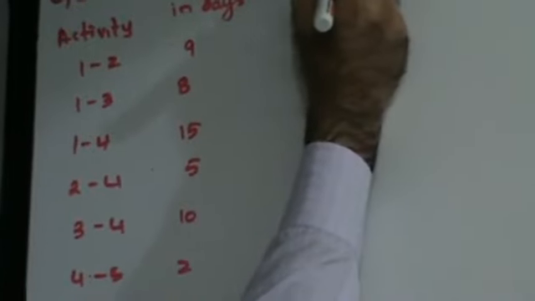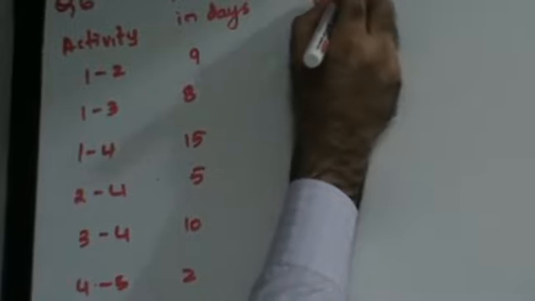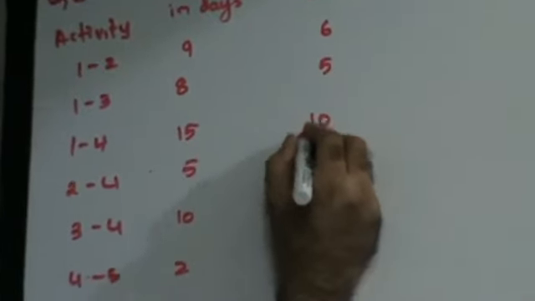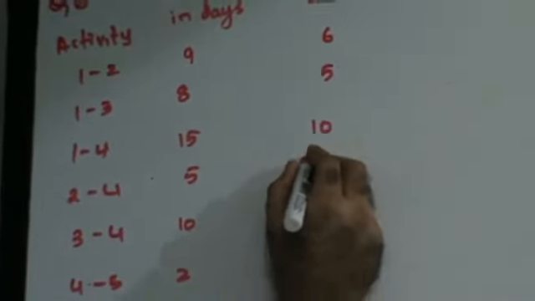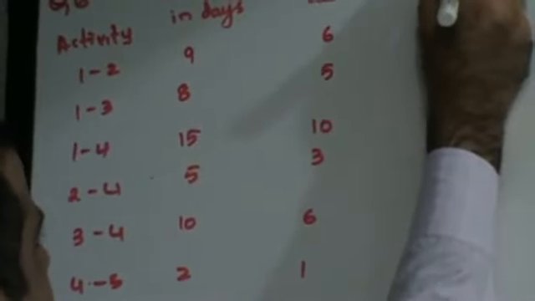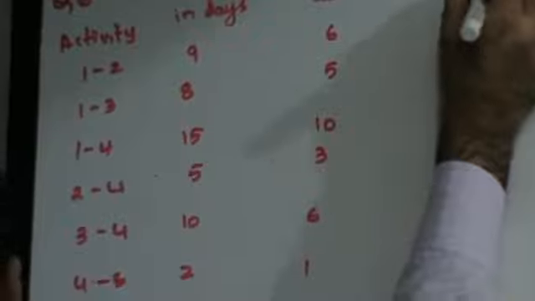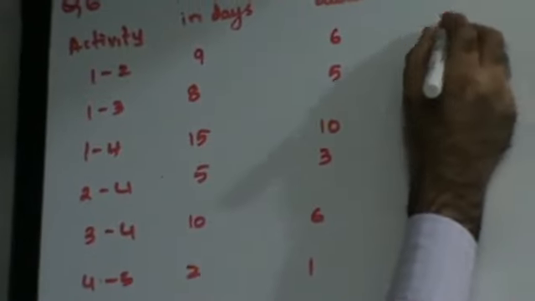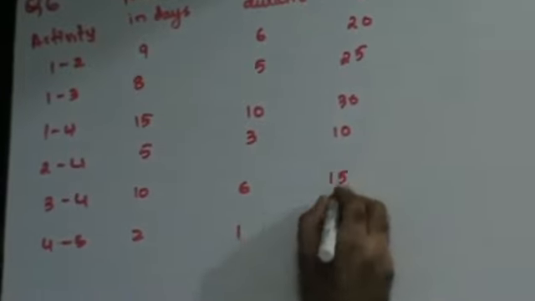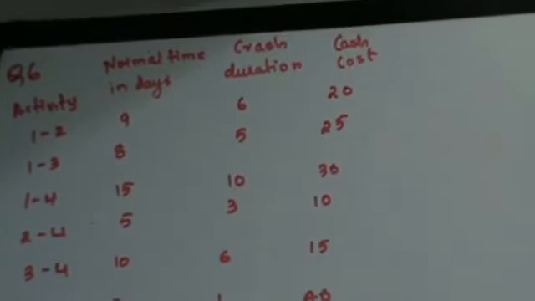Crash duration. They've made it simpler for you, they've given you the crash duration. The crash duration is given to you as 6, 5, 10, 3, 6, 1. Crash cost. Small easy sum, looks like 20, 25, 30, 10, 15, 40. Right?